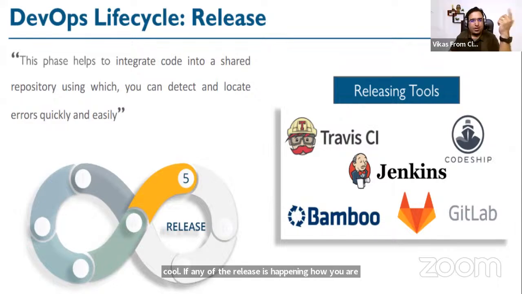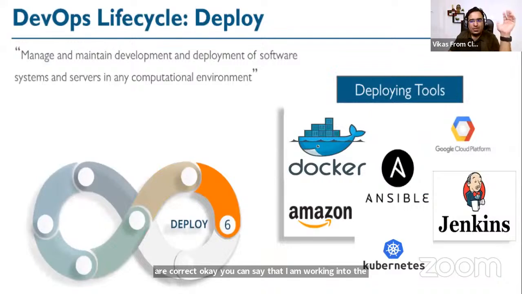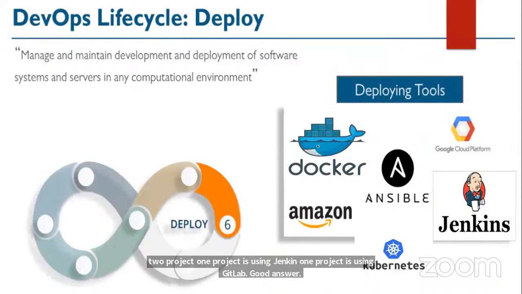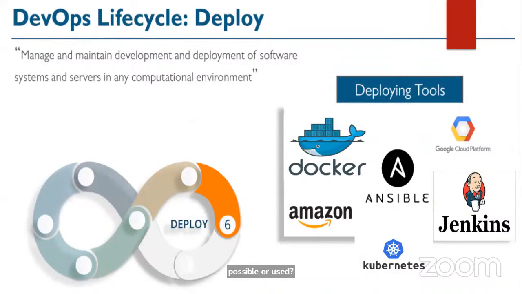Jenkins or GitLab. Okay. If you say both, both answers are correct. You can say that I am working on two projects. One project is using Jenkins, one project is using GitLab. Good answer. For the deployment purpose, what tools can be used? Ansible, Docker, Kubernetes, Jenkins can be possible.